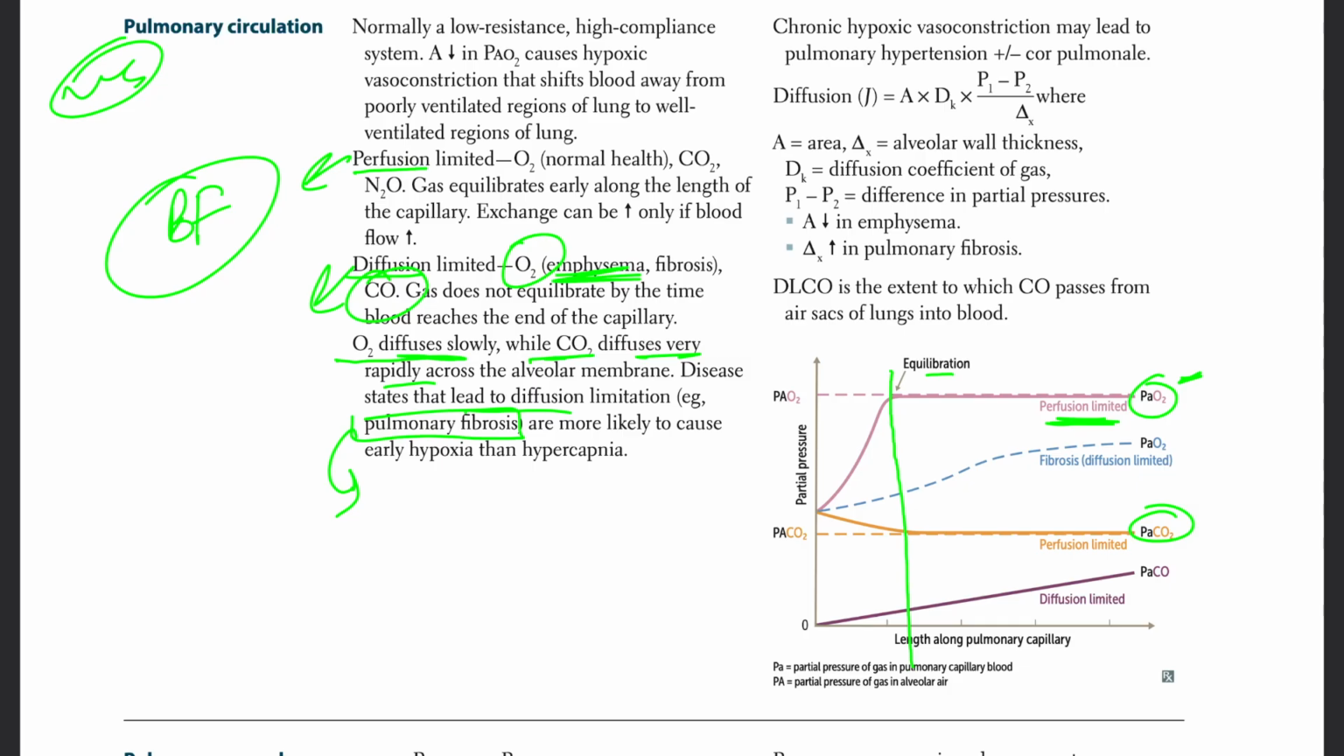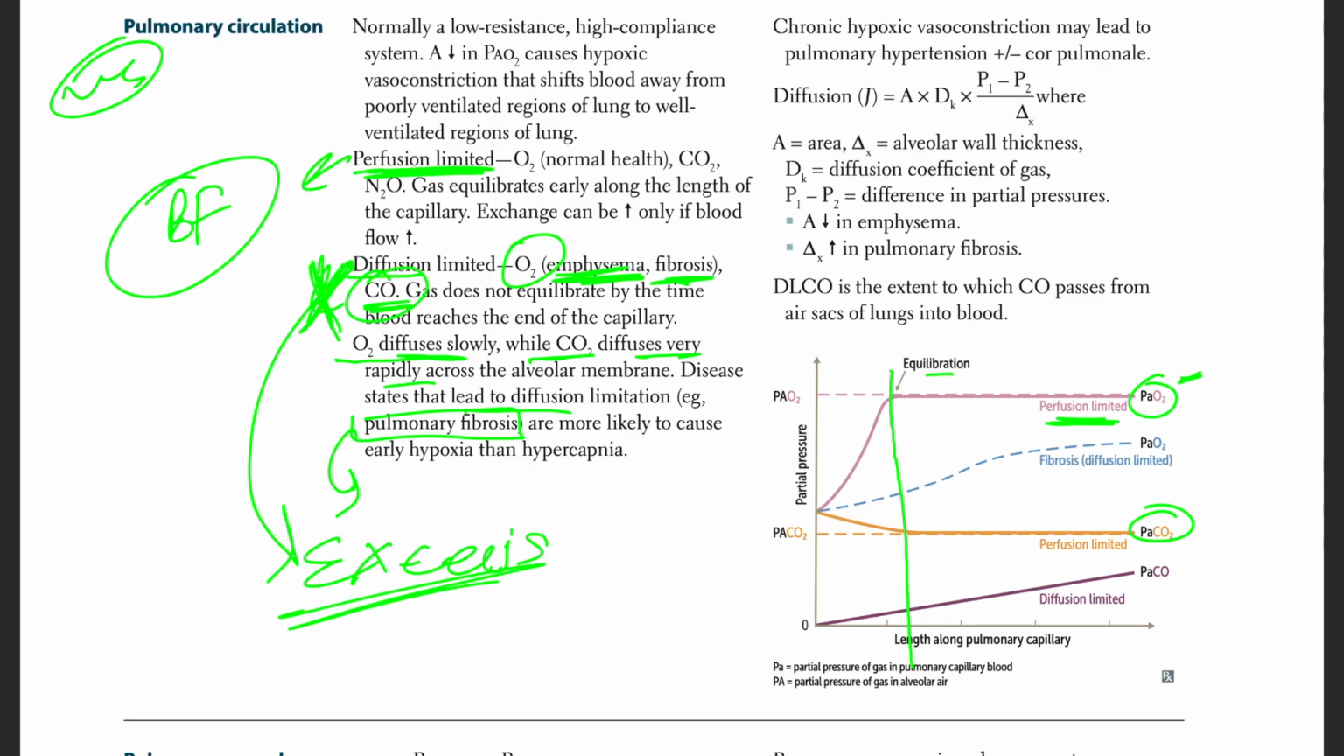So in a normal healthy patient, you're not going to have diffusion limitation. Why? Because diffusion limitation for O2 is seen only in emphysema, fibrosis, and carbon monoxide. In a normal healthy patient, you will just see perfusion limitation. But one of the things where you will normally see diffusion limitation is exercise. So why would you have diffusion limitation in exercise?